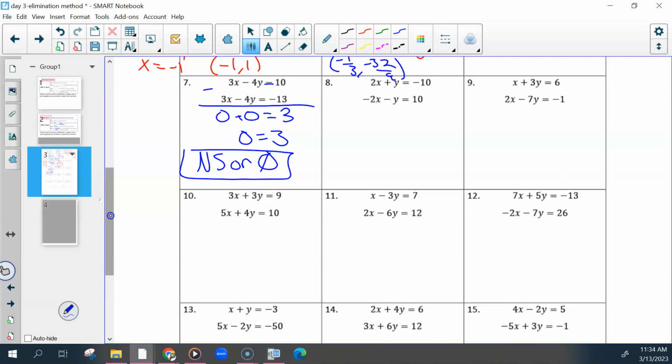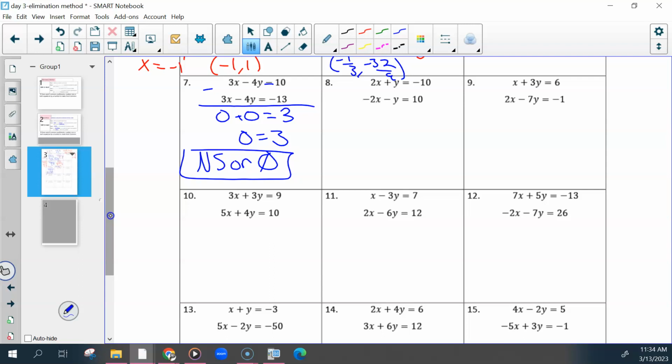And you get 0 equals 0, yes. Okay. For 9, do we have common coefficients? No. So then in this case, you have to make common coefficients. You can choose whether you want to eliminate x or y, it does not matter, so you have choices. I'm going to eliminate x in this because it'll be a little simpler.